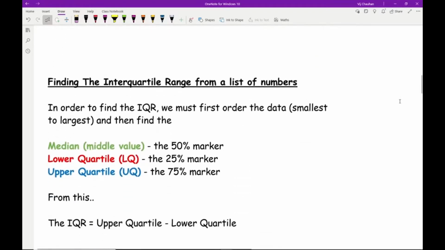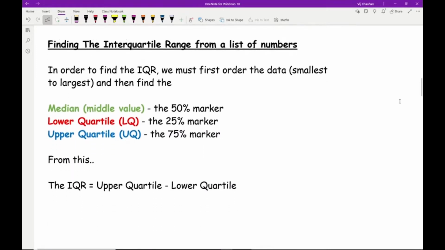So in terms of finding the interquartile range from a list of numbers, in order to find the interquartile range, we must first order the data from smallest to largest. Now you can do it the other way, but it makes more sense for us to do the smallest to largest. And this is very similar to working out the median, which you have to work out as well.